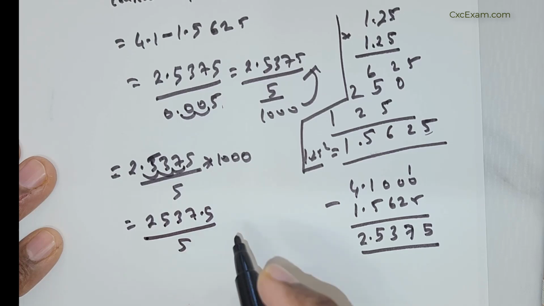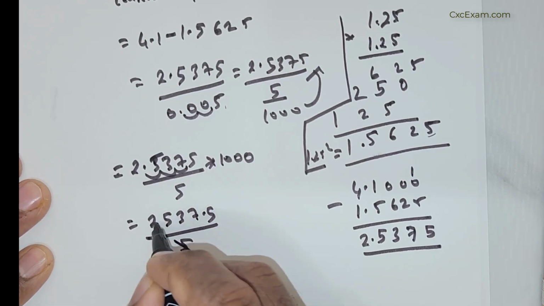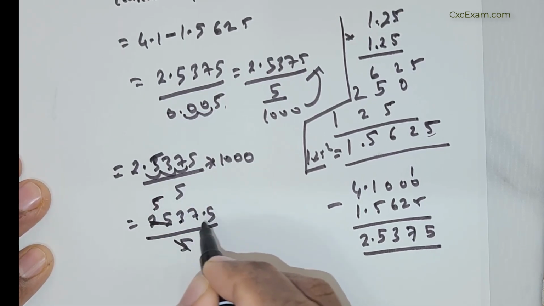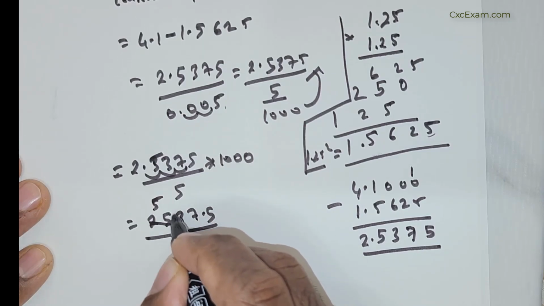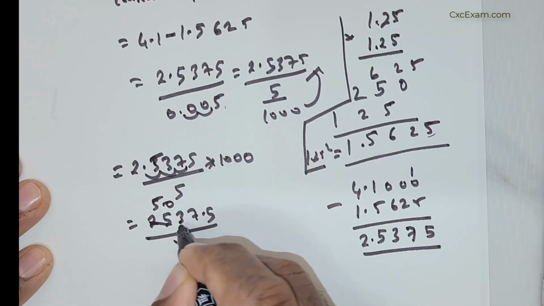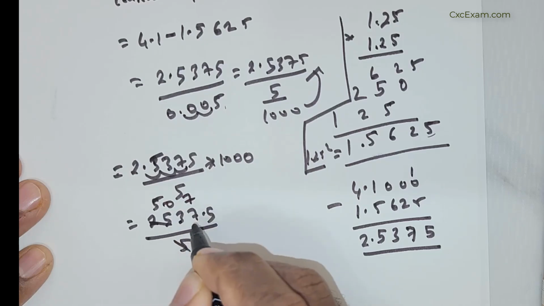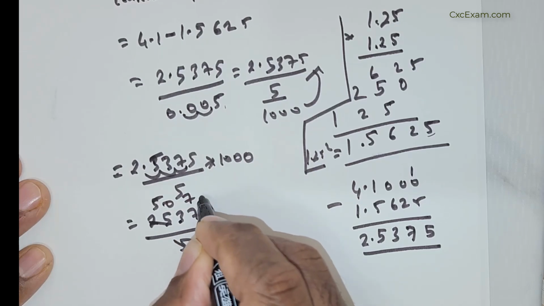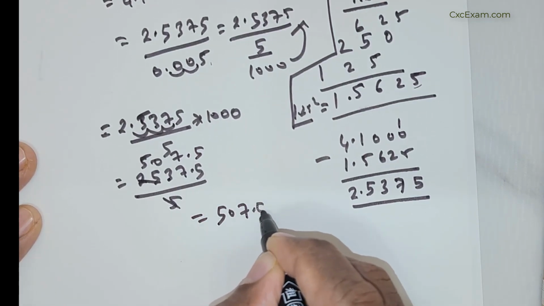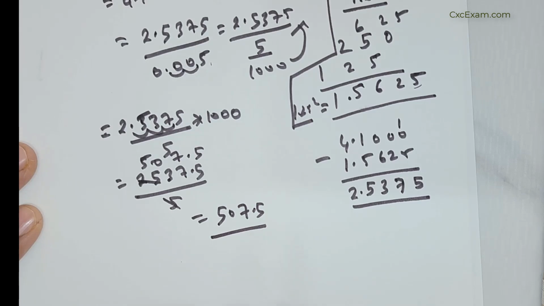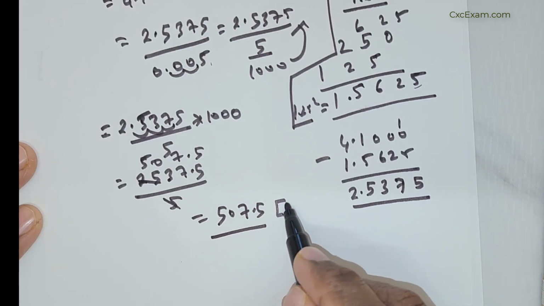So you have 2537.5 divided by 5. Now you divide it by 5. 5 5s are 25. 5 does not divide 3, so you bring the 3 down and place a 0. Now 37, 5 7s are 35, you carry the 2 on the other side, you get a 5 there. So the value you get is 507.5. So this is the exact form. Okay, so you can stop here.